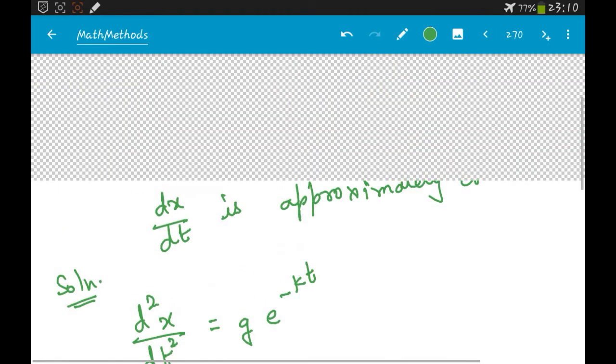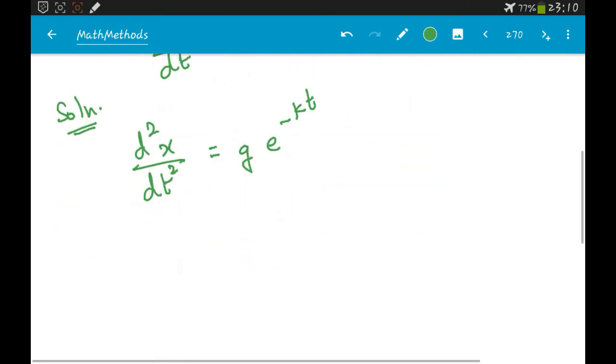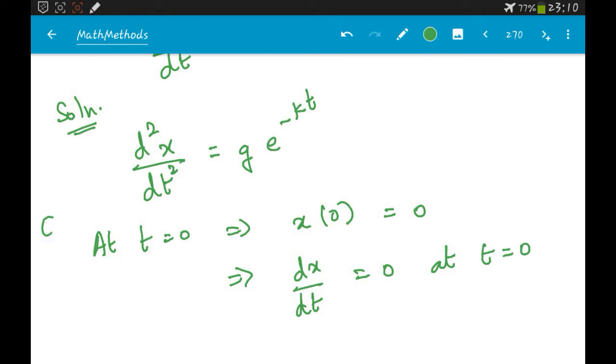And what else is given to you? It's told that the object starts from rest and has an acceleration. So if it starts from rest, you can assume that at t equal to 0, x of 0, so x at time 0, will be 0. Also, because it starts from rest, you can say that dx by dt will be 0 at t equal to 0, right? So these two are given to you, and this is your equation for acceleration.